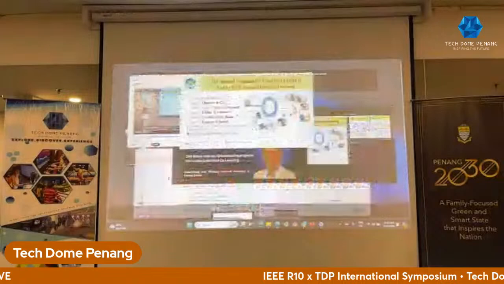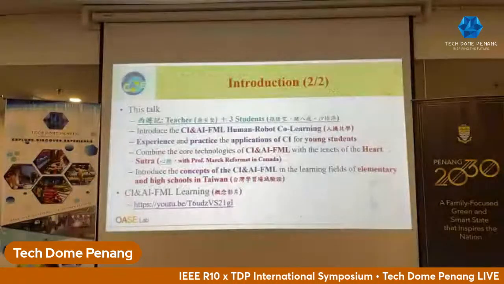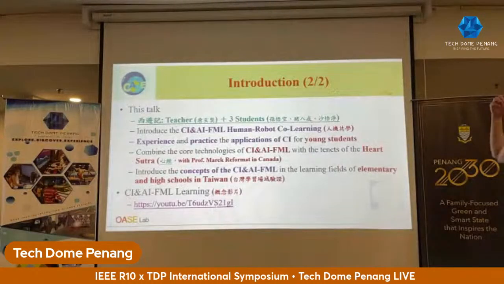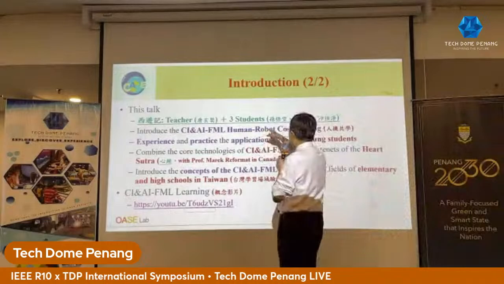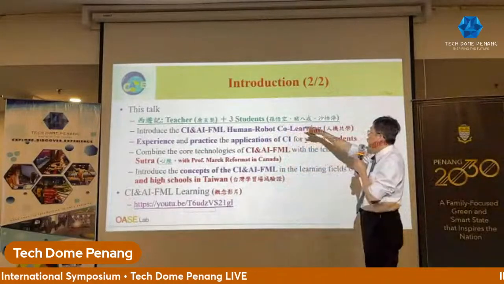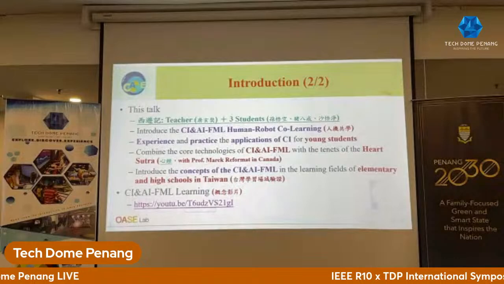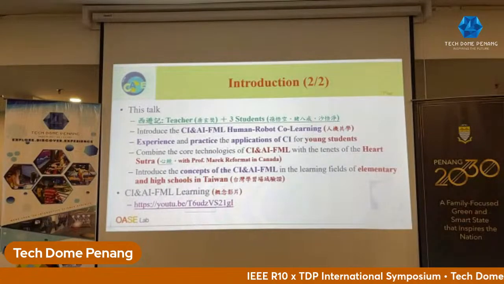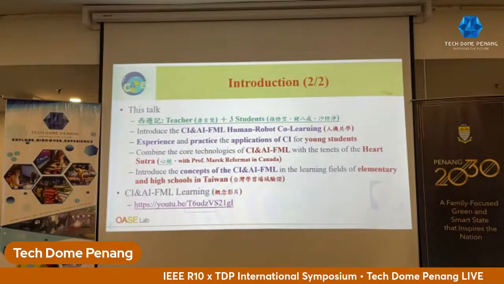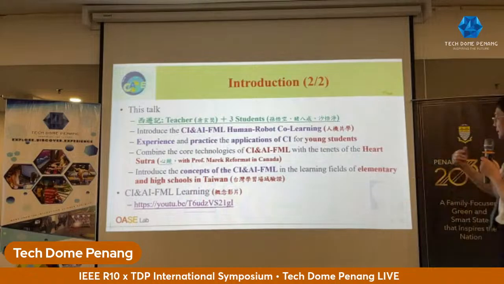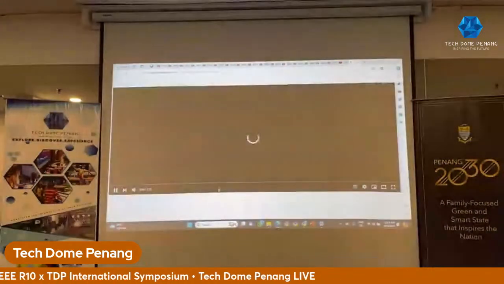Okay, so next. I think if you can understand Chinese, one teacher with 3 students, Sun Wukong, Zhu Bajie, and Sha Wujing. So I think this is our important concept for human and robot co-learning. So the video is one.